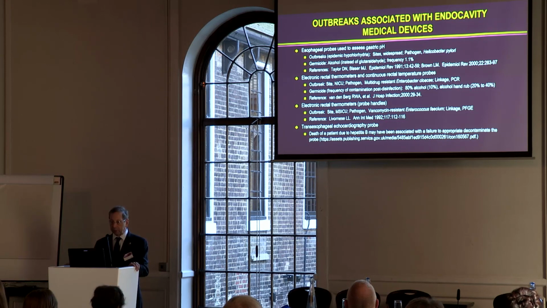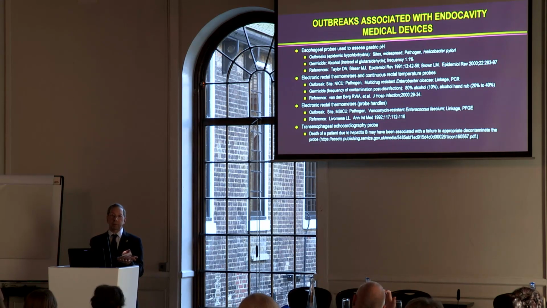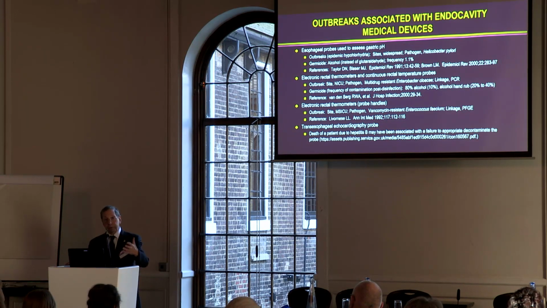And the frequency of contamination post-disinfection with 80% alcohol was 10%. Alcohol hand rub was 20 to 40%. So they were actually using hand rubs designed for hand hygiene, and that's what they were using on the probes. And again, when you at least use a wipe, you get physical removal plus the alcohol, but obviously if you just put alcohol on and then rinse it off, that was highly inadequate.